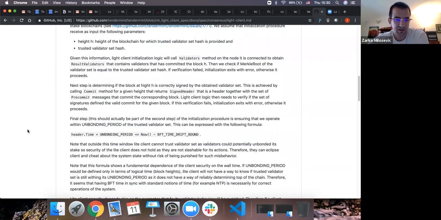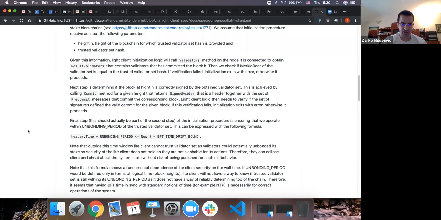So as part of the header, we have a hash of the current validator set that signed the block h, but we also have a next validator set hash. And if we trust the validator set at block h, we also then trust the next validator set, which is signed by the current validator set. And regarding the time, as I mentioned, we can essentially check whether, at the point in time we are calling this initialization procedure, the header time plus unbonding period is smaller than our current time minus the drift bound of BFT time.